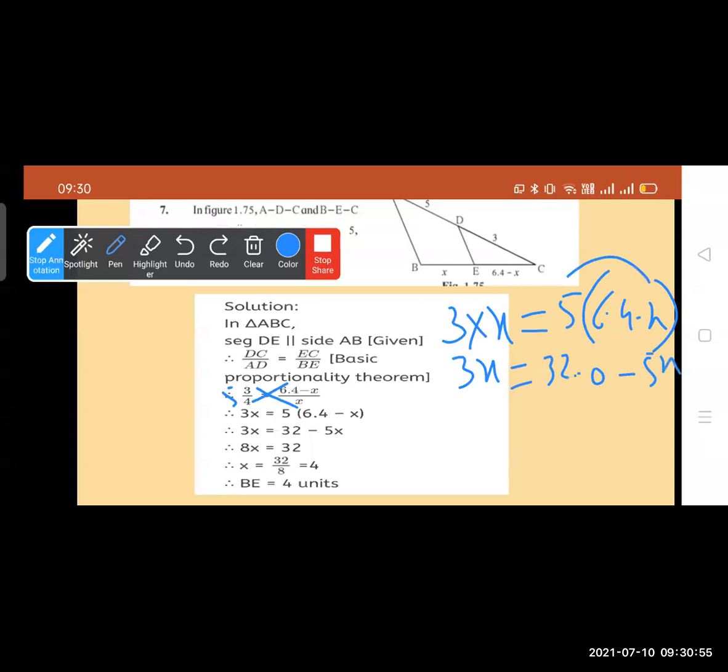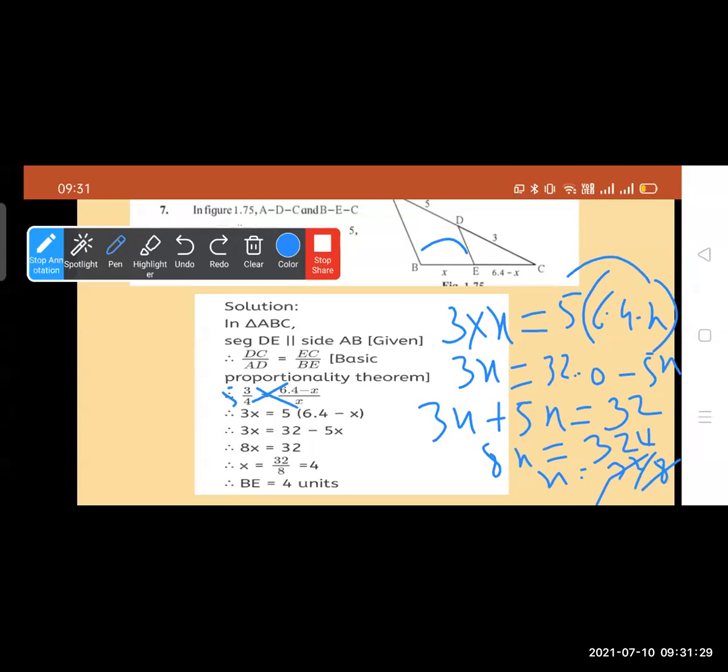Now we take this minus 5X on the left hand side. So 3X plus 5X is equal to 32. Okay, student, 3X plus 5X is equal to 8X. So 8X is equal to 32, so X is equal to 32 divided by 8. Here 8 ones are 8, 8 fours are 32. So the value of X is 4. But X is equal to BE, so BE is equal to 4 units.